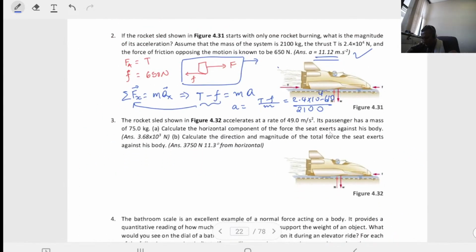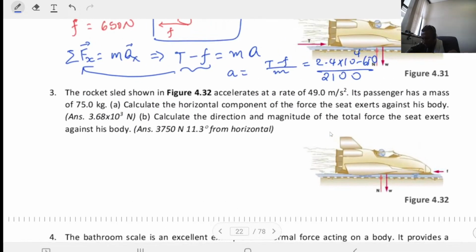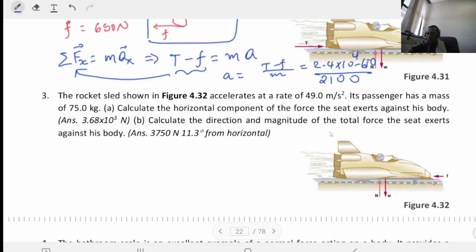Okay, and then question number 2. Is this the same? Question number 3, what I'm looking at. Is this the same? It says the rocket sled shown, it's again the same, accelerating at the rate of this one. Oh, now the acceleration is given.